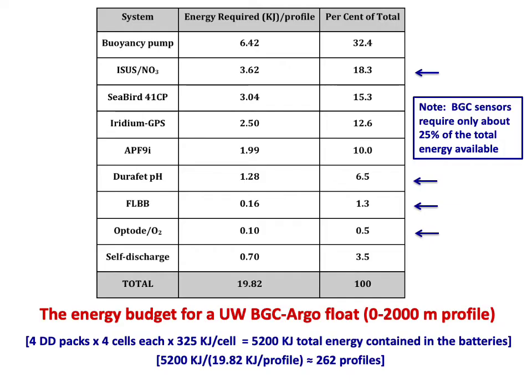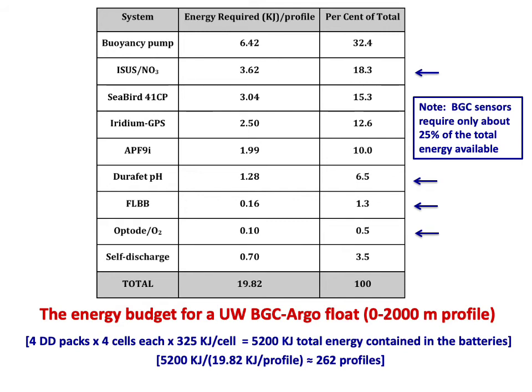So what about the energy required to do all these things? How much energy is in these floats, and what can we do? This is just a table that shows all of the different uses of energy in floats. And you can see here that the major uses of energy, ordered by amount being used, are the buoyancy pump and the nitrate sensor.